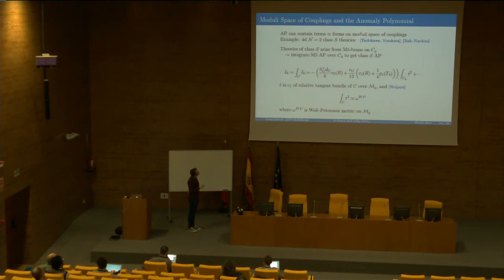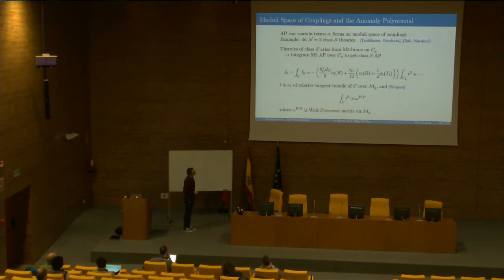And if you do this, as was pointed out in this paper, one finds that the anomaly polynomial integrates to something like this. Now, what is this thing? This thing is the bit where all the details are contained. They tell us that this is actually the relative tangent bundle of C over the moduli space of curves. And the integral of this, by some classic mathematical result, is proportional to the Weil-Petersson metric on that moduli space. So from this point of view, one can see that the class S theories have an anomaly polynomial which contains some classic stuff, and then a term which looks like the Weil-Petersson metric, or that appropriate cohomology class.